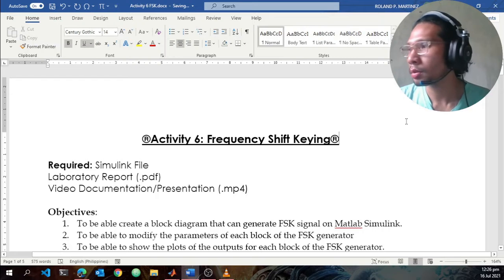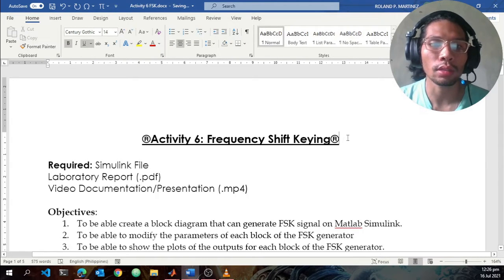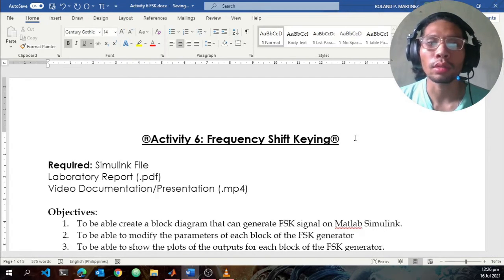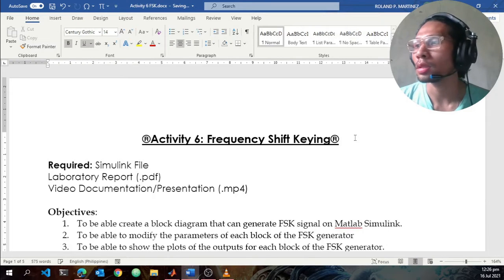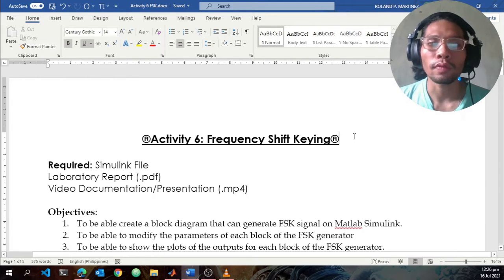Hello everyone, my name is Roland Martinez and this is a video demonstration of Activity 6 entitled Frequency Shift Keying in Digital Communications Laboratory or ECE122L Section P02. In this video demonstration, I will show you the simulation of the block diagram for the FSK or Frequency Shift Keying in MATLAB Simulink.